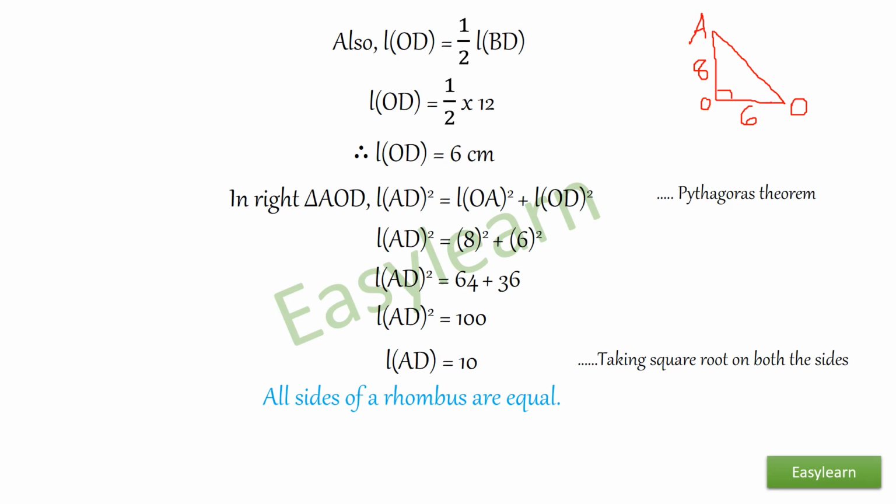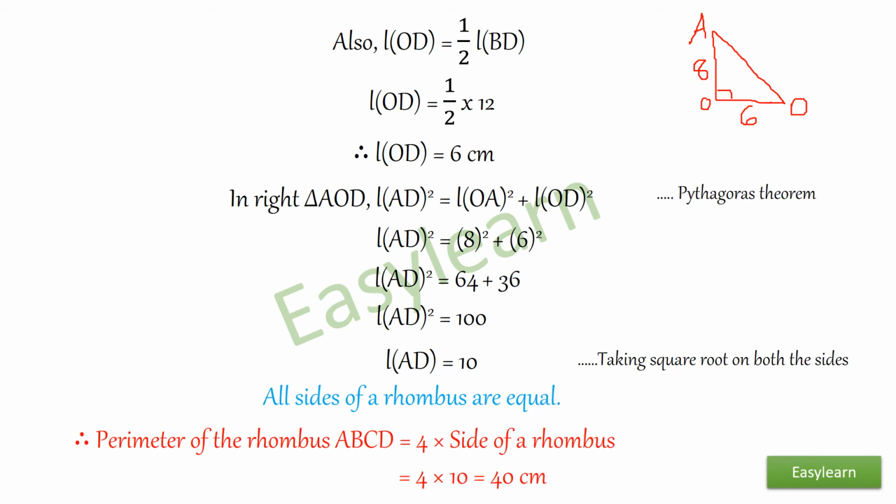Now we know that all the sides of a rhombus are equal. It means all the remaining sides will also be 10 centimeter. Now the perimeter of a rhombus is given by 4 into the side of the rhombus. That is 4 into 10, which is equal to 40 centimeter.